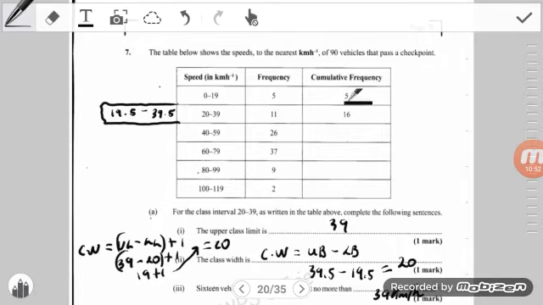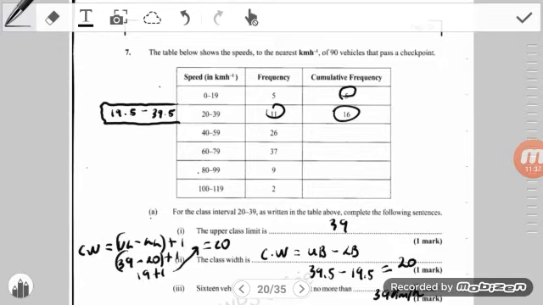And then for us to get the 16, we realize that there was a total of 11 vehicles that passed the checkpoint traveling at a speed between 20 and 39. But in total, the number of vehicles recorded with a speed between 0 and 39 was 16. That is simply because of the 5 vehicles with a speed of 0 to 19, and the 11 vehicles recorded between 20 and 39. So it's summing up the 5 and the 11 to give us 16.